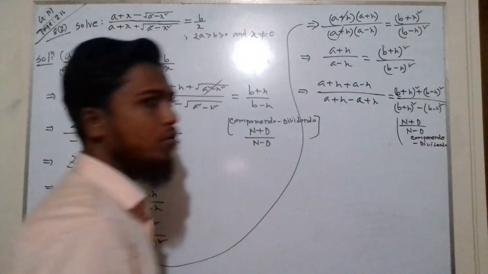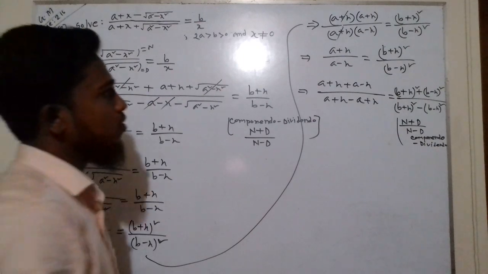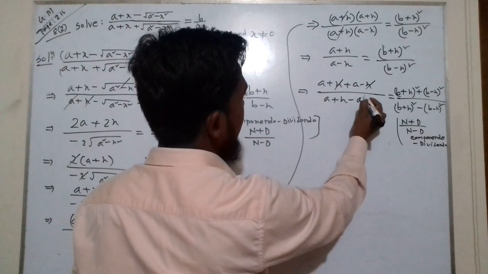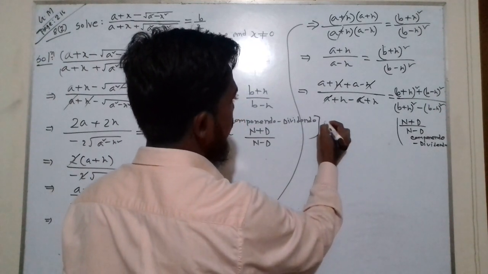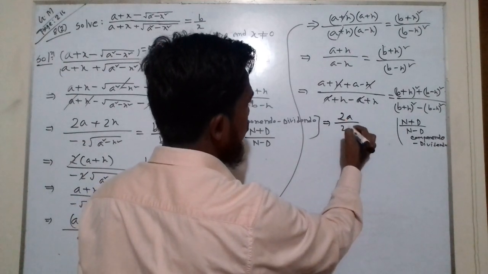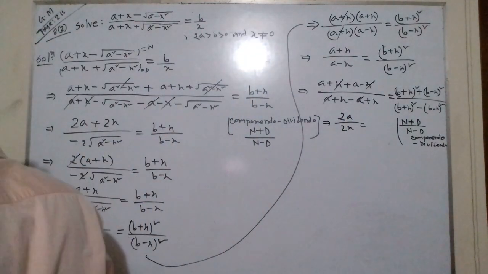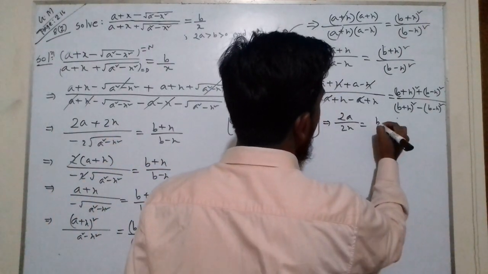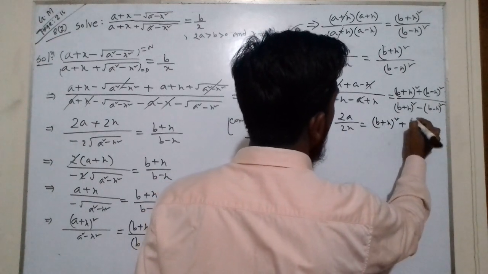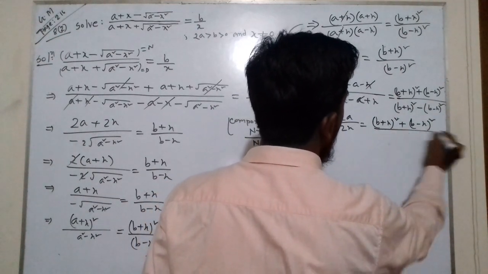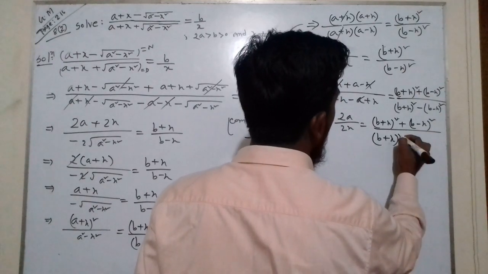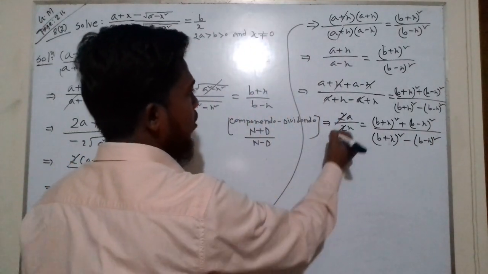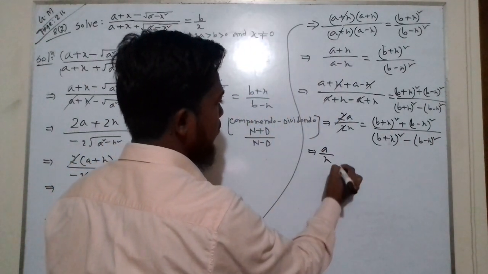Componendo and dividendo, the law of componendo and dividendo. So plus x and minus x are cancelled, and plus a and minus a are cancelled. So we can write 2a divided by 2x equal to b plus x whole square plus b minus x whole square divided by b plus x whole square minus b minus x whole square. So 2 upon 2 cancel, so we can write a by x.